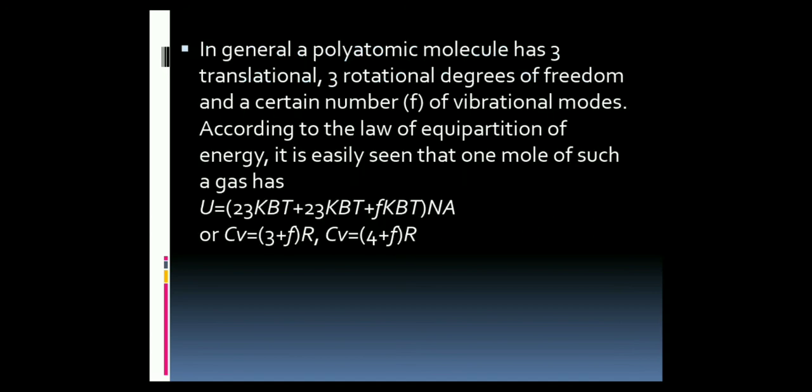In general, a polyatomic molecule has 3 translational, 3 rotational degrees of freedom, and a certain number of vibrational modes. According to the law of equipartition of energy, it is easily seen that 1 mole of such a gas has U equals 3/2 kBT plus 3/2 kBT plus F into kBT into NA, or it can be written as Cv equals 3 plus F into R. Cp is equal to 4 plus F into R.